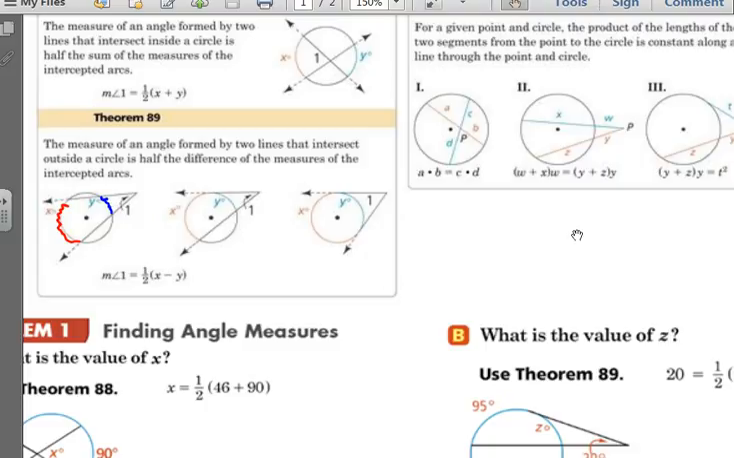The other ones are a little bit easier to see which arc is which. And then this obviously will be the sum of the entire circle since they're both tangents. So if we know one of the arcs, we can figure out the other because it will be 360 minus the first arc that we know. Any questions about Theorem 89?